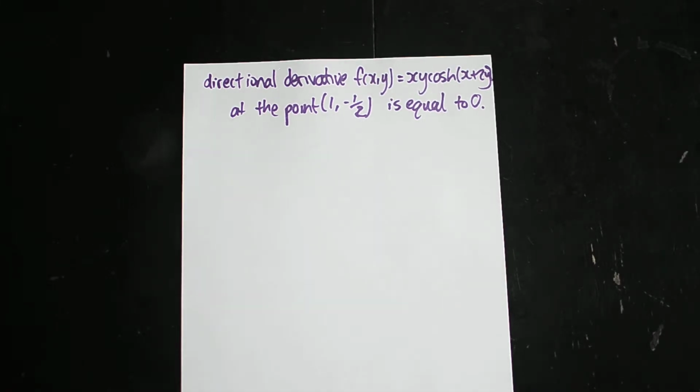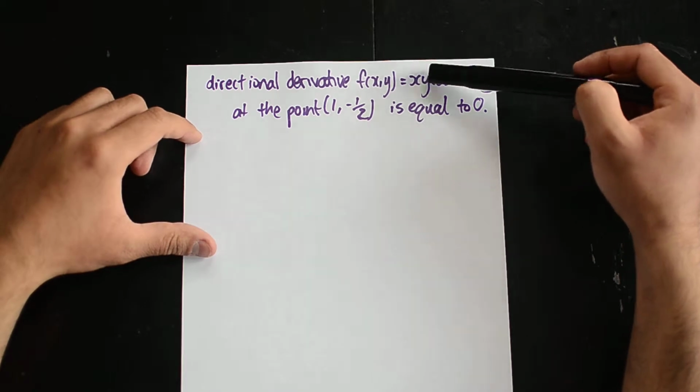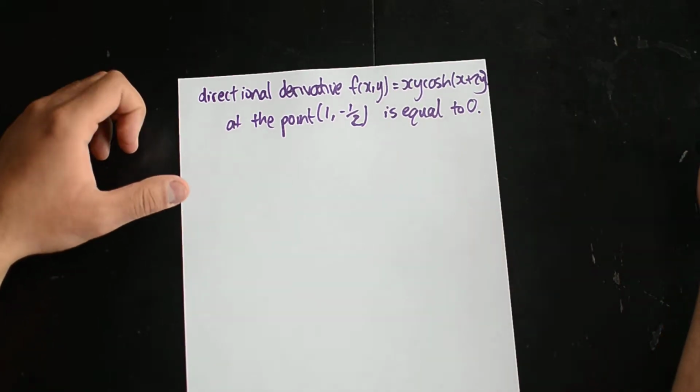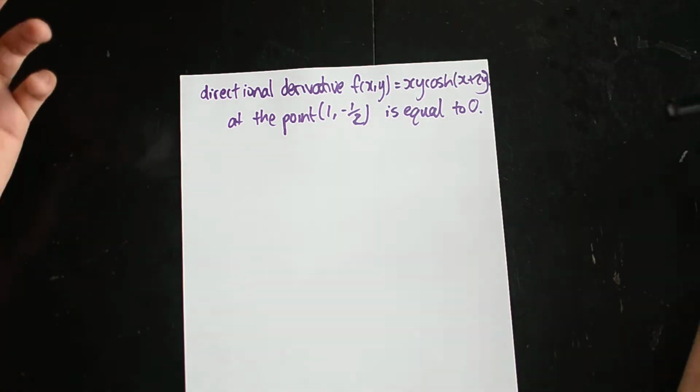In this problem, we're going to be looking at the directional derivative. Before beginning this video, I highly suggest you go back and look at some previous ones on partial differentiation, and also looking at the gradient. You can see here that we've been given f(x,y) = xy cosh(x + 2y) at the point (1, -1/2) and it is equal to 0.